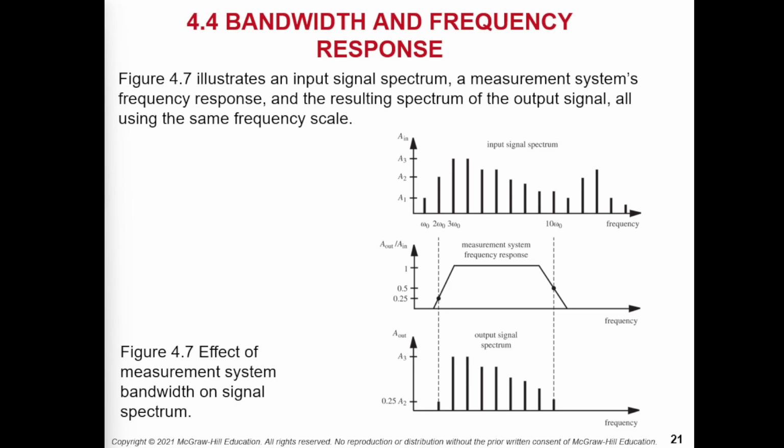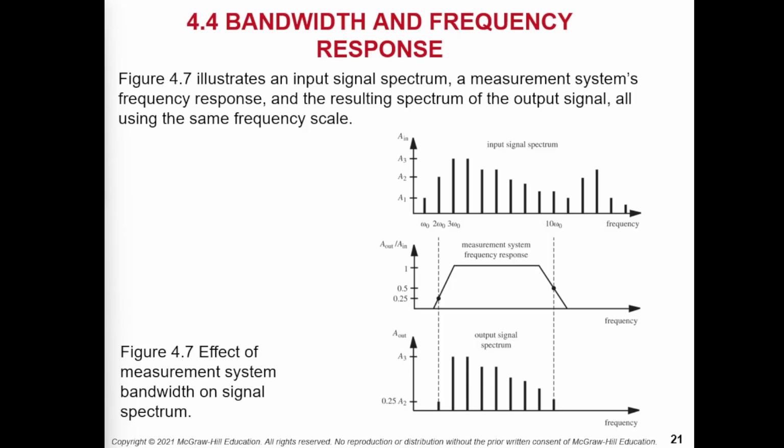Within this bandwidth, nothing is changed. For example, this is A3 for the third harmonic, and this is also A3 for the third harmonic. It's all the same until it reaches the frequency above the corner frequency. The corner frequency is not shown here. It's somewhere here, 0.707. So above this higher corner frequency, the value begins to be attenuated.